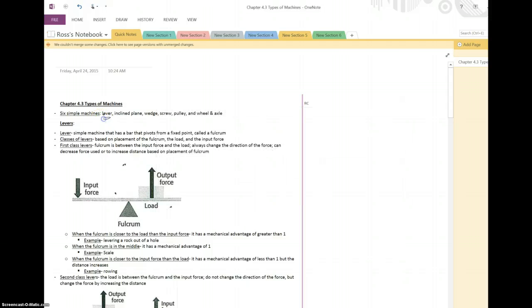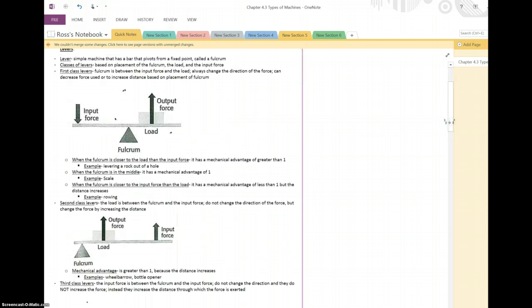You could see a lever, an inclined plane, a wedge, screw, pulley, or wheel and axle. Those are the 6 different types. So we're going to run through these relatively quickly because we've talked about it in class, and these notes, the filled out ones, will be online. So you can also find this information there.